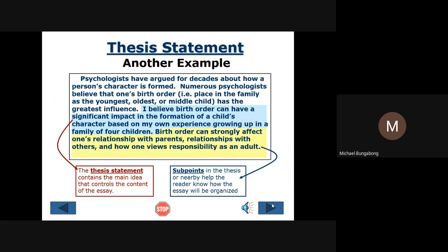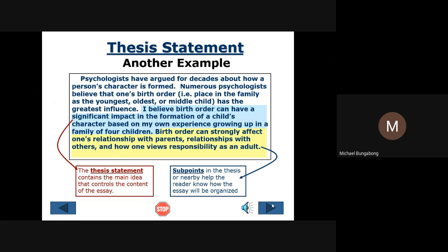So now, what is the thesis statement in there? Obviously, the thesis statement is, I believe that birth order can have a significant impact in the formation of a child's character based on my own experience growing up in a family of four children. Why do I say so? It is because this is a complete sentence. When we say a complete sentence, it requires a complete thought. And at the same time, there is the main idea in there about what? Birth order, correct? Birth order.